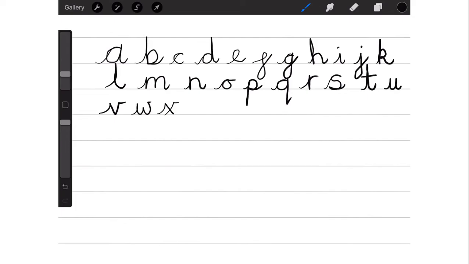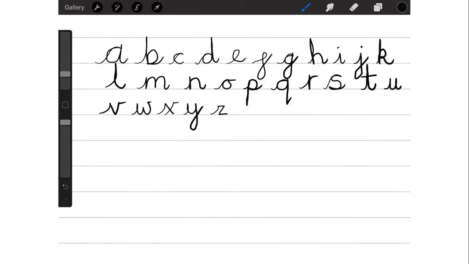And we've got Y, a bit like a U, but then you carry on down and across. And then we've got Z. A Z is again a really tricky one. I find Z quite hard as well. So on the line, up, down, across, like so. So there are our precursive letters.